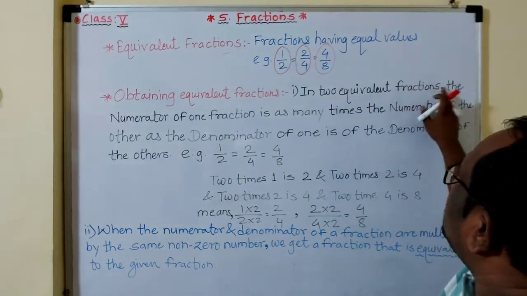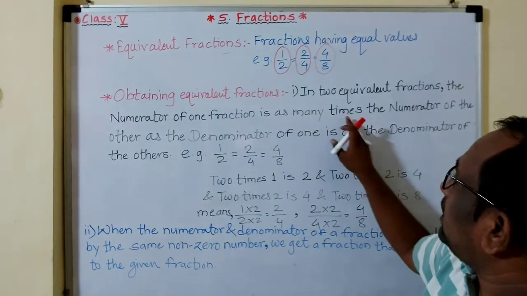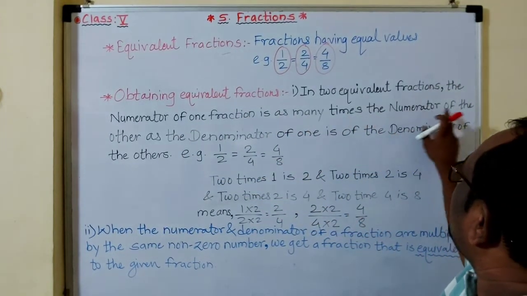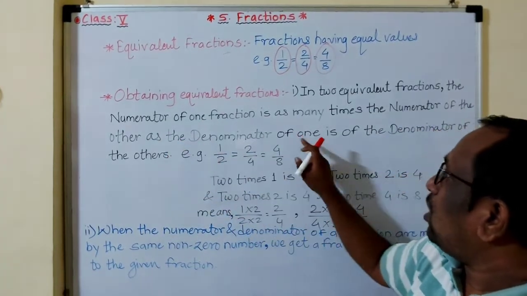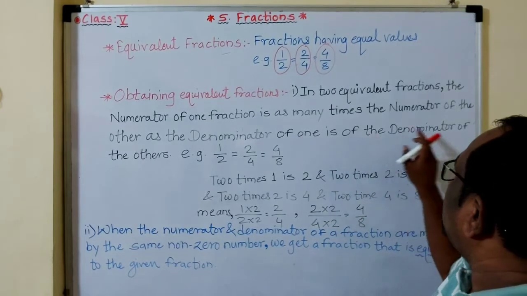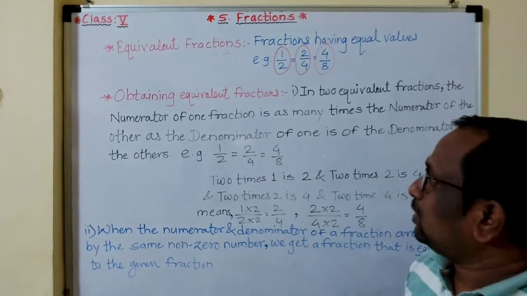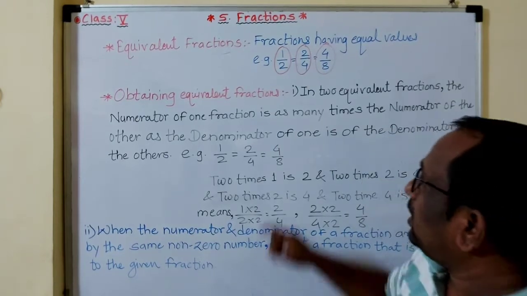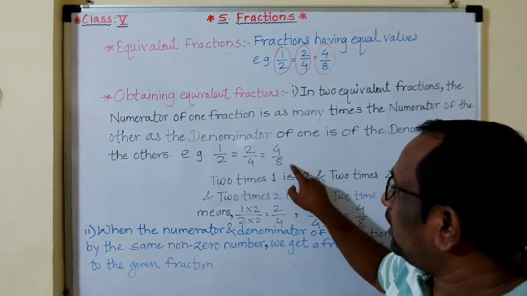In two equivalent fractions, the numerator of one fraction is as many times the numerator of the other as the denominator of one is of the denominator of the other. Okay, this is the rule. I will explain the rule. For example, same example continues here. 1 upon 2 is equal to 2 upon 4 is equal to 4 upon 8.